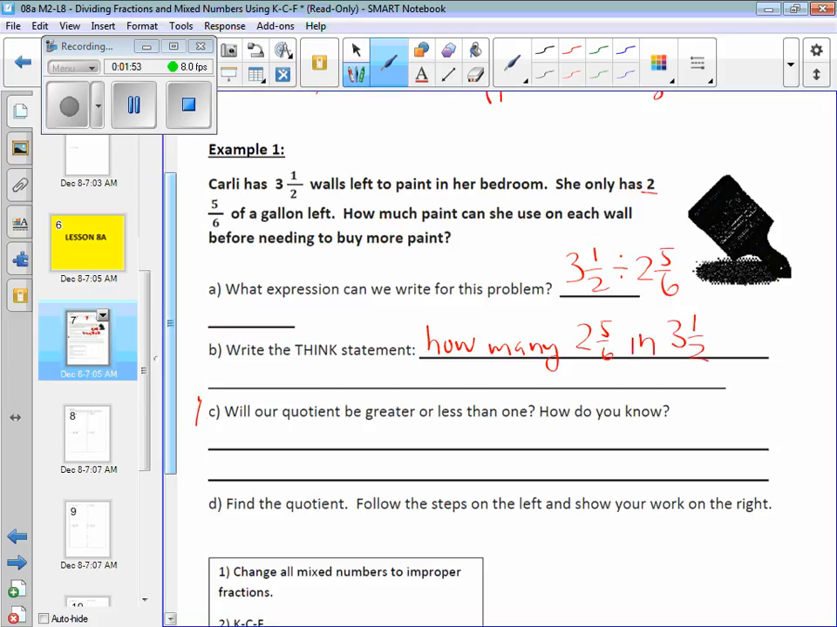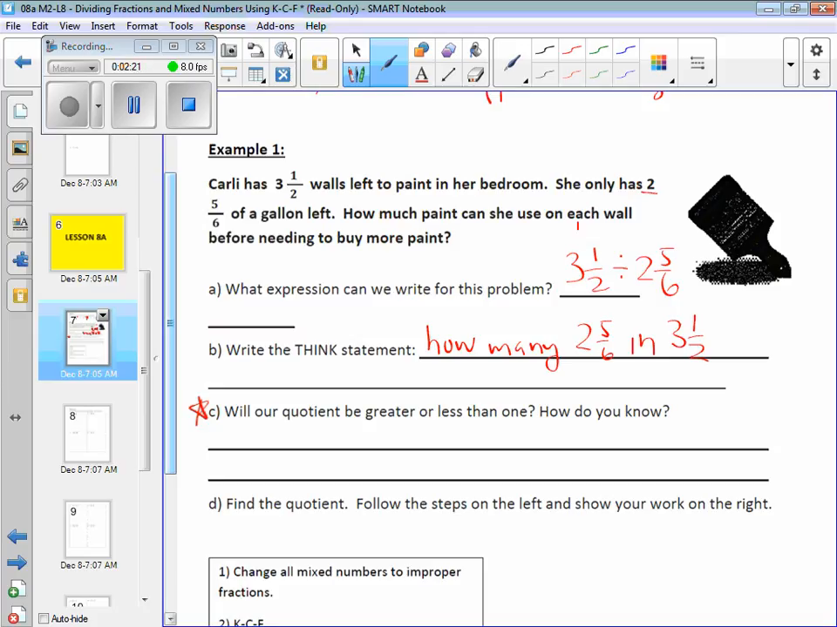This is new, and I kind of want to get you to think about it. Will the number or your answer be less than 1 or greater than 1? Let me say less than 1. Let me say greater than 1. All right, this is the way you got to think about it. Which number's bigger, 3.5 or 2 and 5/6? Which is larger? Which is a larger quantity?